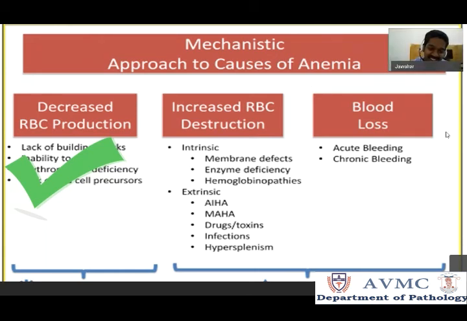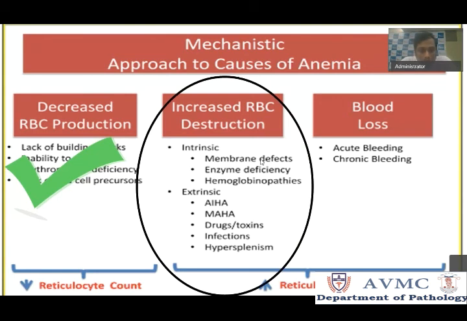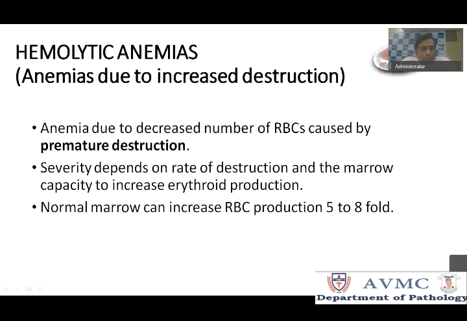Right. Perfect. So we'll go with the next part, that is hemolytic anemias. Anemias coming under this category are called hemolytic anemias, because this is anemia arising because of RBC destruction or hemolysis. As I said, this is anemia due to a decreased number of RBCs caused by premature destruction.